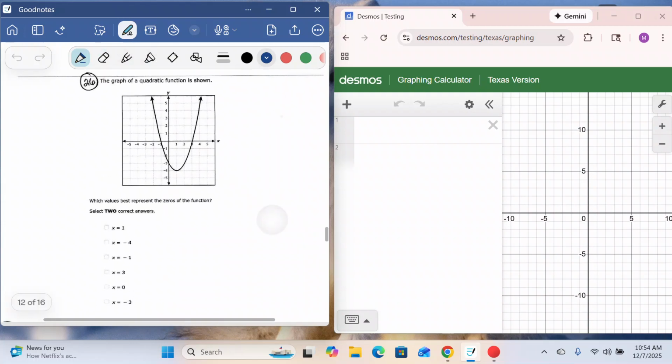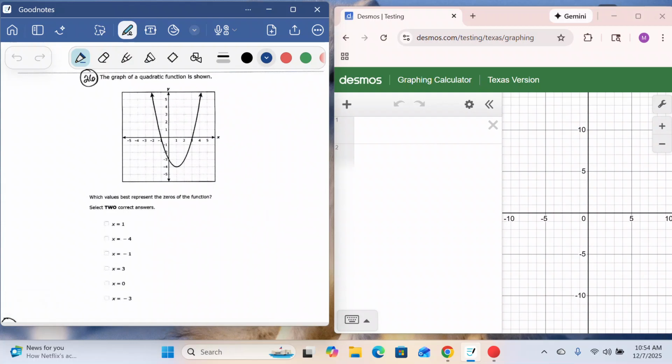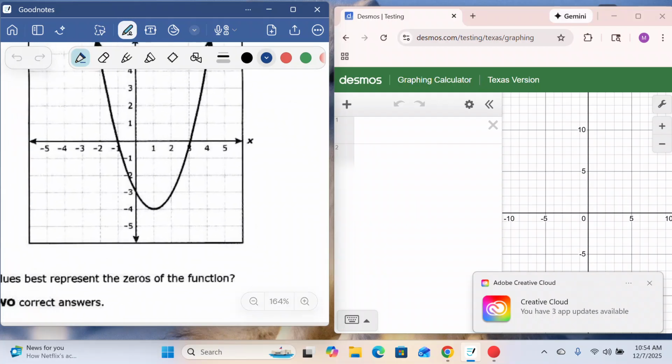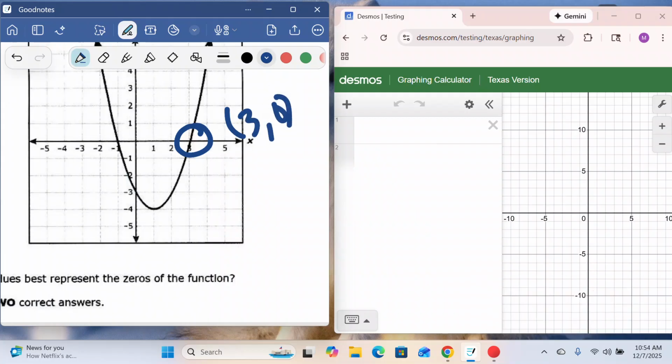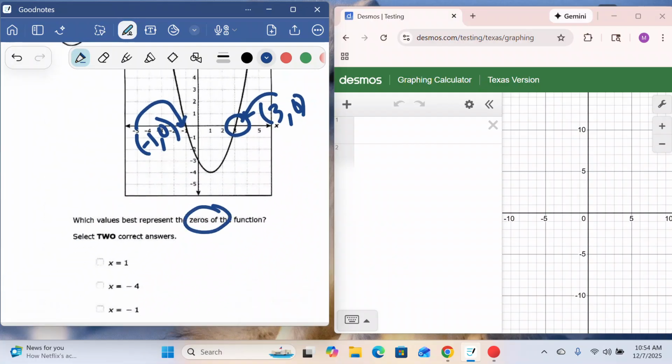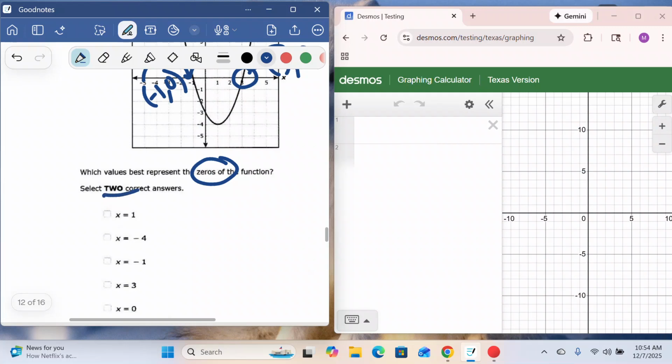First question at hand is: the graph of the quadratic function is shown, so we know it's a quadratic function. Which values best represent the zeros of the function? So the zeros are your x-intercepts. So we have a zero here being (3, 0), and then we have a zero here being (-1, 0). So these right here are your zeros. That's all they're asking for. The correct answer here, the zeros of the function, there are two correct answers: negative 1 and positive 3. And those are your two zeros.